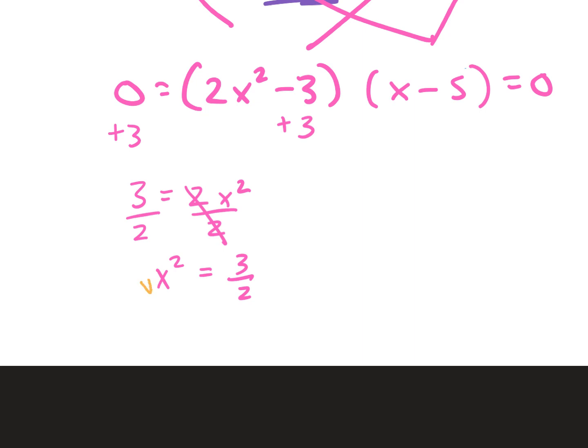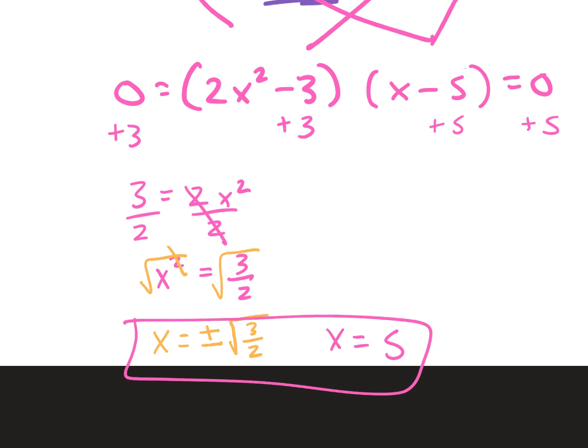And then the last step is to take the square root of both sides to get rid of that squared. Anytime we take the square root of both sides of the equation, we have to make sure we include that plus or minus sign. So this is plus or minus square root 3 over 2. So we're not only including the positive square root 3 over 2, but the negative square root 3 over 2 as well. And then I'm going to do the same thing with my second equation. So add 5 to both sides. So here I have x is equal to 5. And these are my 3 zeros.